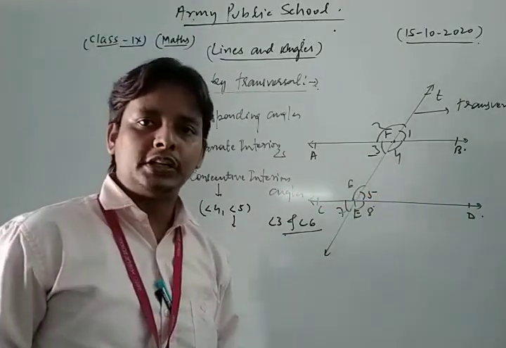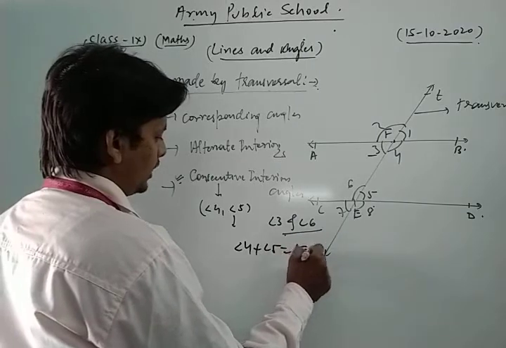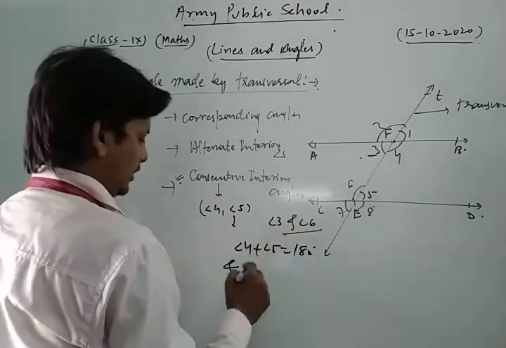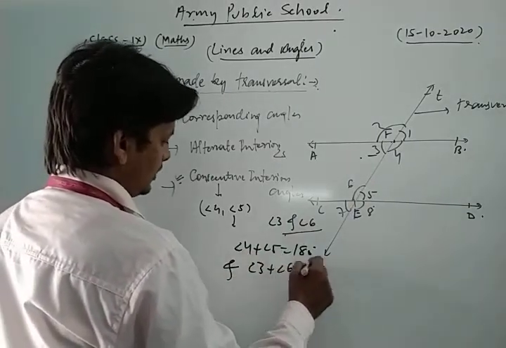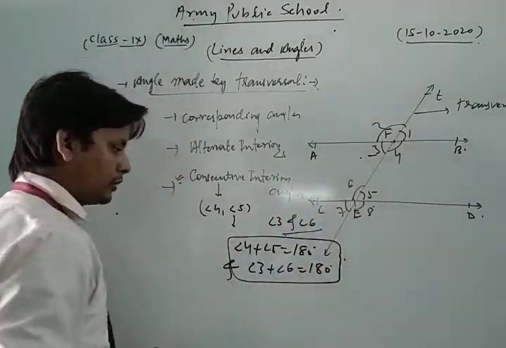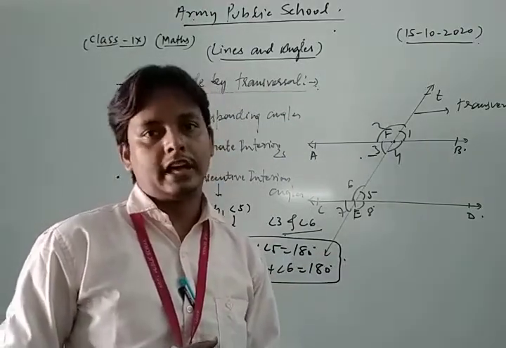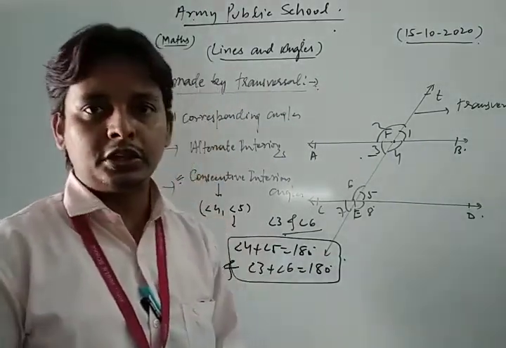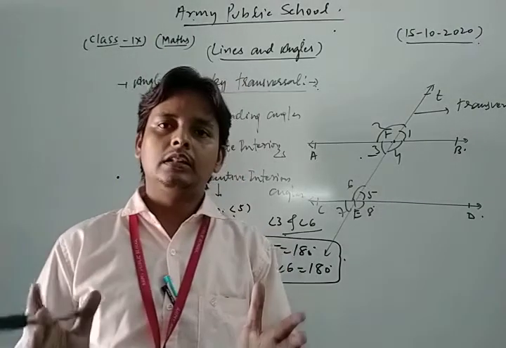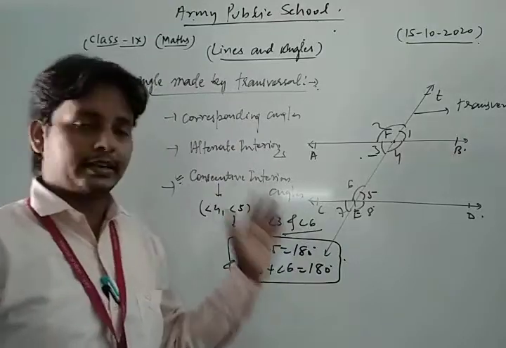One of the most important results regarding consecutive interior angles is that they are supplementary to each other. Means angle 4 plus angle 5 is equal to 180, as well as angle 3 plus angle 6 is also equal to 180. So these are among the most important relations between consecutive interior angles. Thus, dear students, in this way we discussed all types of angles related to that chapter.